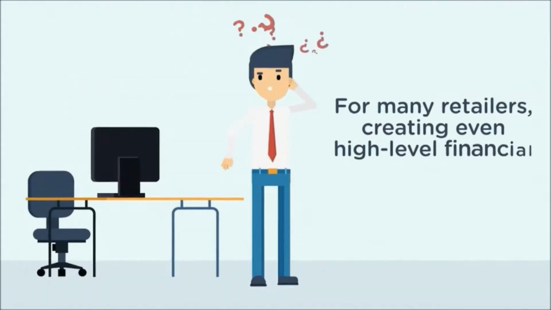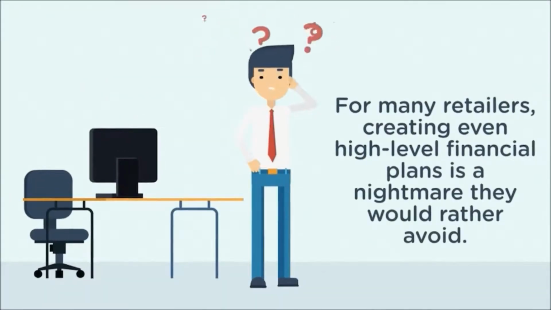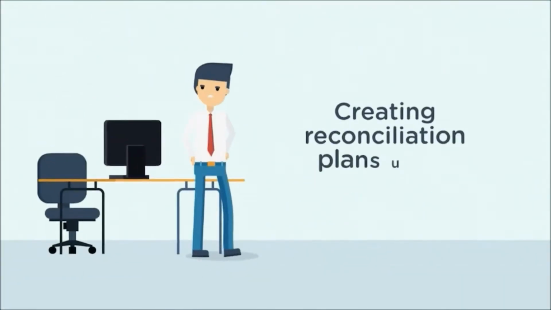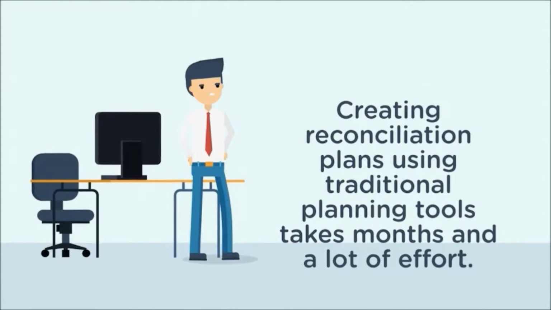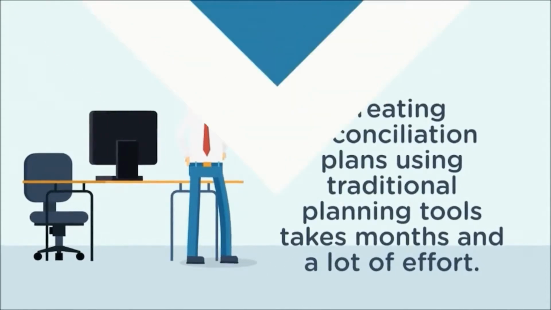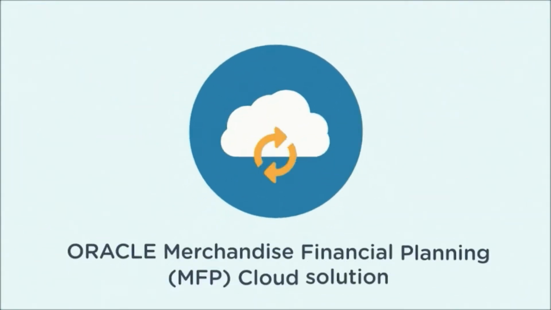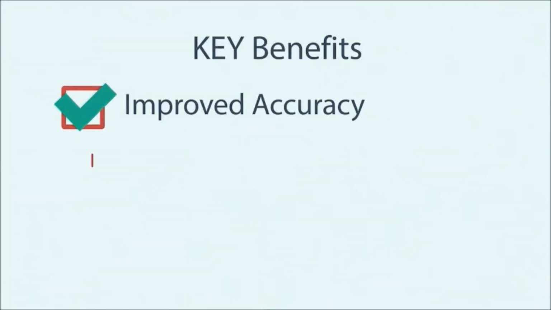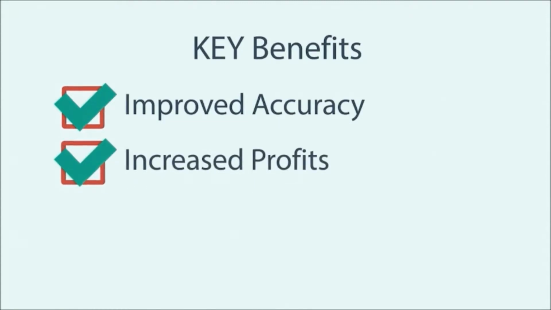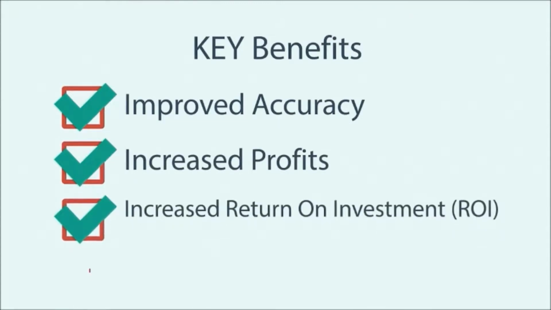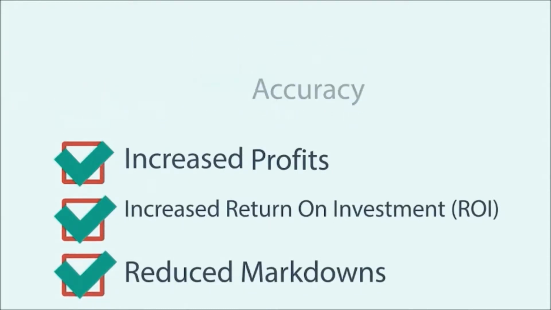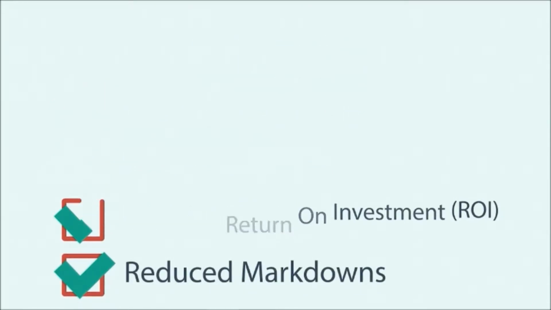Creating accurate and meaningful financial plans is one of the most important tasks for a retailer. Using traditional planning tools can take months of work and a lot of different people to accomplish. Oracle's Merchandise Financial Planning, or MFP solution, makes this process as easy and painless as possible. You can enjoy improved accuracy, increased profits, reduced markdowns, and ultimately maximum ROI from using Oracle's MFP solution.